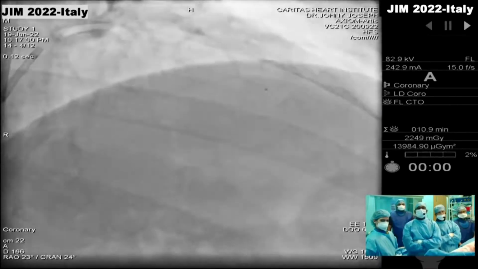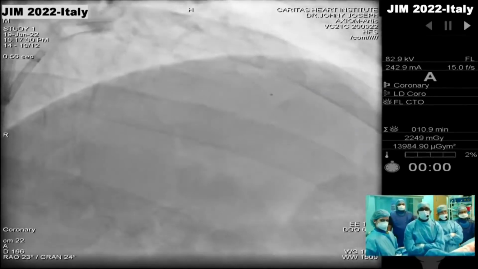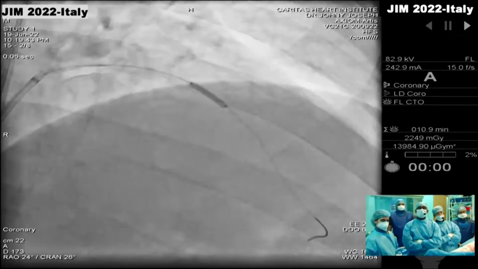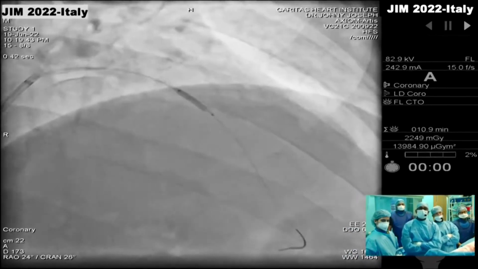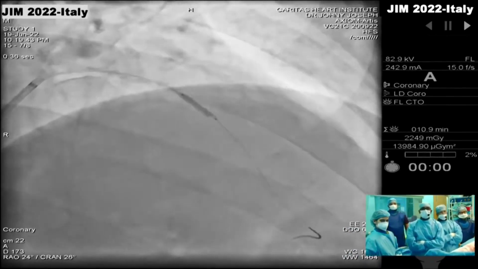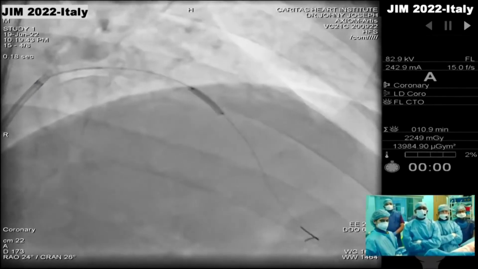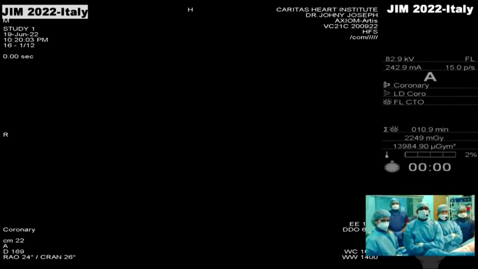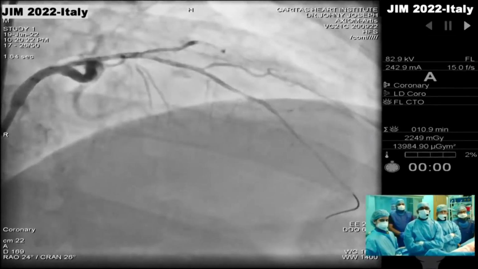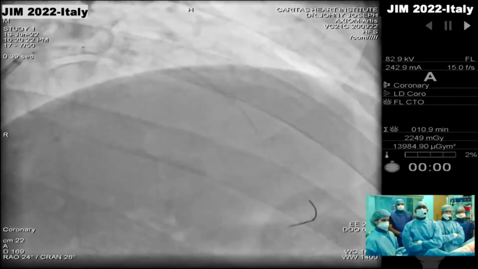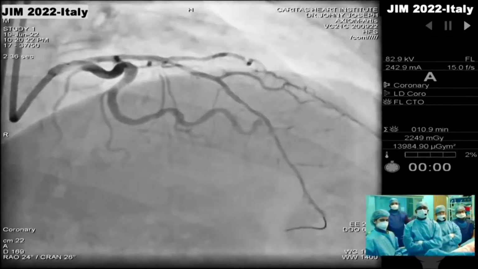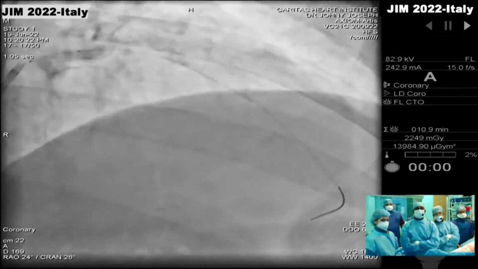Fortunately, we were able to get across the lesion with the microcatheter. Next one, that was a fine cross, and then we exchanged it with a Versaturn wire, and then we did dilatation with a 2.5 millimeter non-compliant balloon. Next image. Next one. That's the image that we got after pre-dilatation of that particular segment.